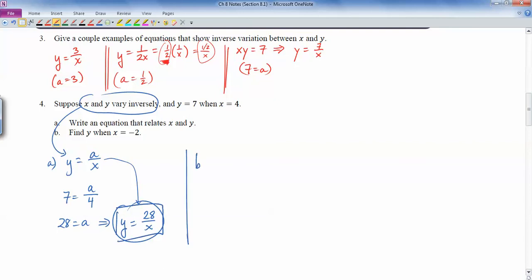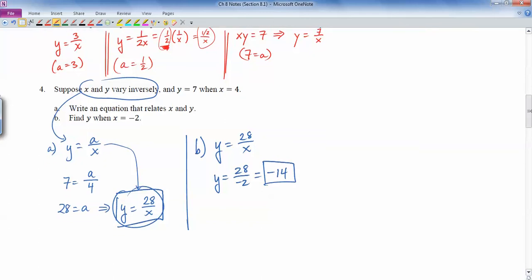Okay, and then in B, find y when x is negative 2. Well, I now know y is 28 over x. That's the inverse relationship. And when I plug in negative 2 for x, we get negative 14 for y. So there we go. That's B. Okay, so let's keep going.